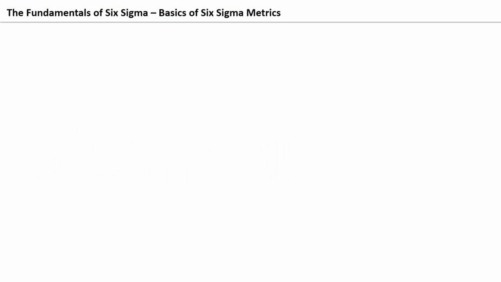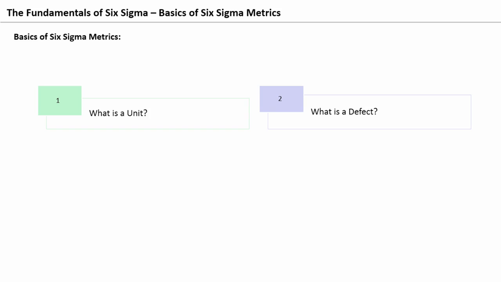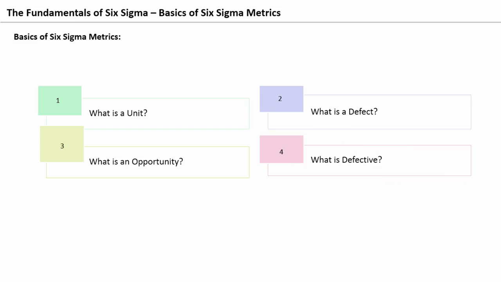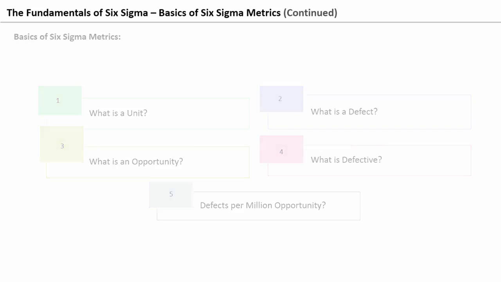The fundamentals of Six Sigma, basics of Six Sigma metrics. What is a unit? An item being processed. What is a defect? Failure to meet a customer requirement or a performance standard. What is an opportunity? Any product or service characteristics which are measured to a standard. What is defective? A unit that has a defect. What are defects per million opportunities? The number of defects that would arise given a million opportunities.